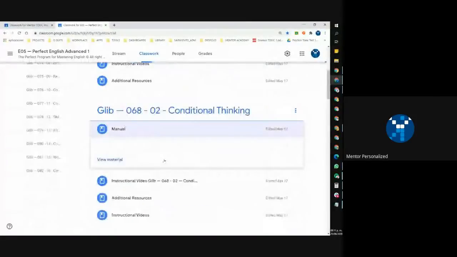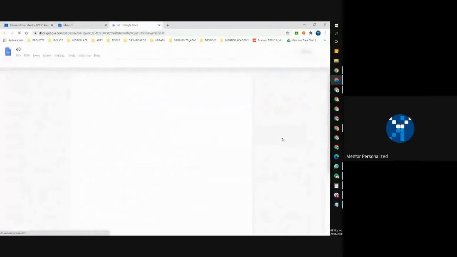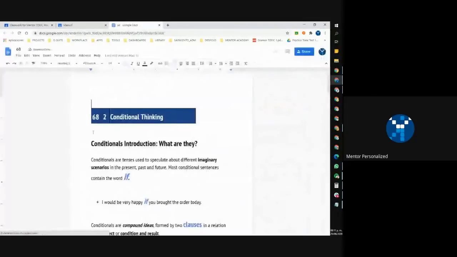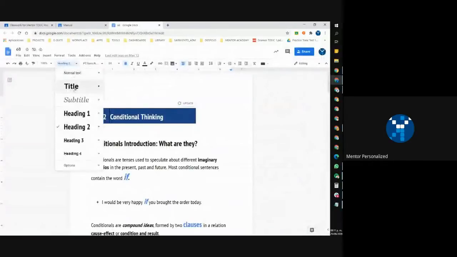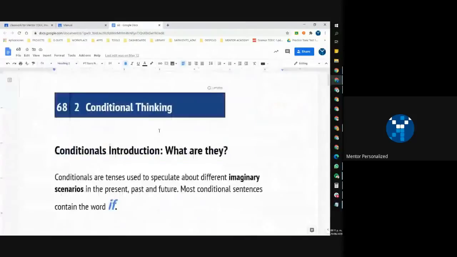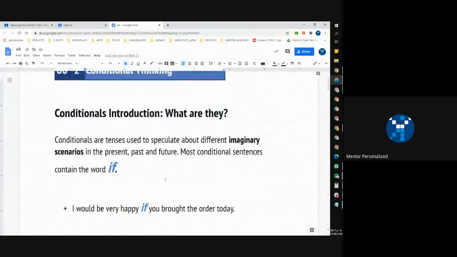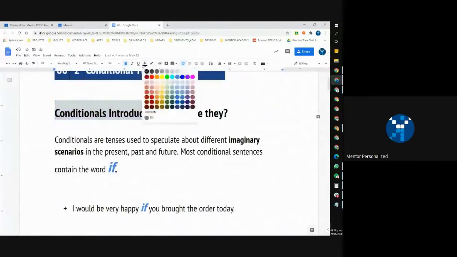Okay, it's a complement to our preparation course, very important. And the topic is GLIB number 2 in the first module of the advanced course of Mentor Personalized, or the 68 in the perfect program. And the name of this chapter is conditional thinking. Conditional thinking. So this is a conditionals introduction, okay?